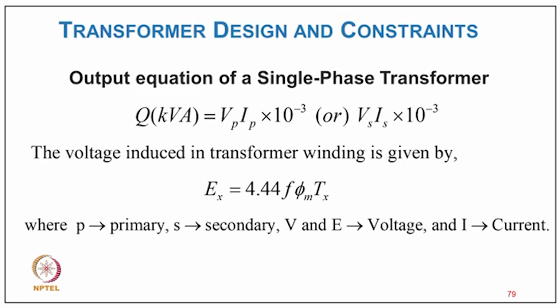So here Q in kVA will be Vp Ip, primary voltage and primary current, into 10 power minus 3, or secondary voltage and secondary current into 10 power minus 3. So Q is equal to E P I P. The primary voltage can be approximated as very close to the induced primary voltage, times the primary current, into 10 power minus 3, where V is voltage and I is the current. The voltage induced in the transformer winding is normally put as Ex equal to 4.44 f Phi m Tx, where x can be either primary or secondary.